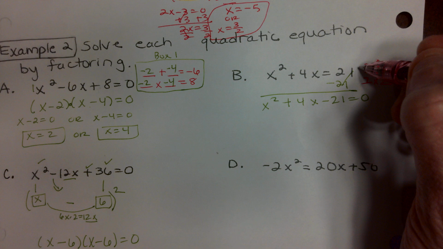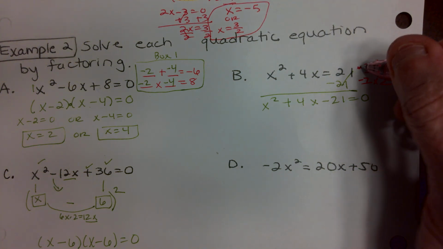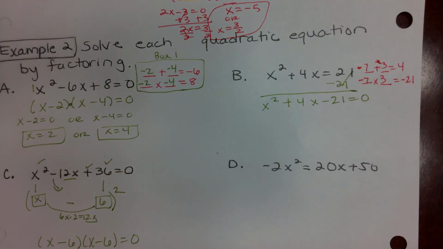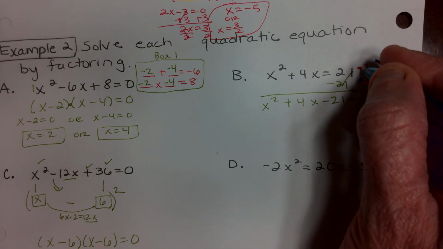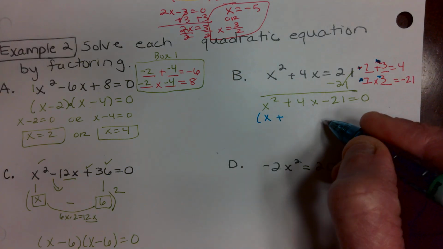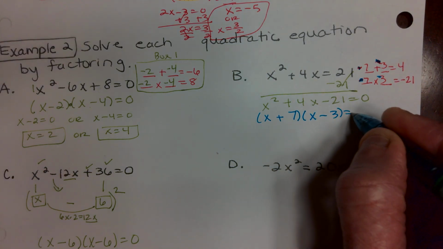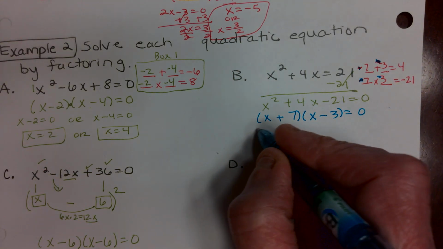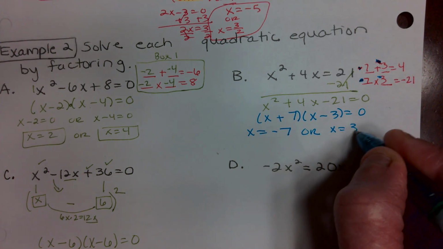Whoa, wrong. It's got to be negative. Oh my. Get the color out here. So it should be a -3. Not those. Ignore those. So 7 and -3. So x plus 7 times x minus 3 equals 0, so x is equal to -7, or x is equal to 3.